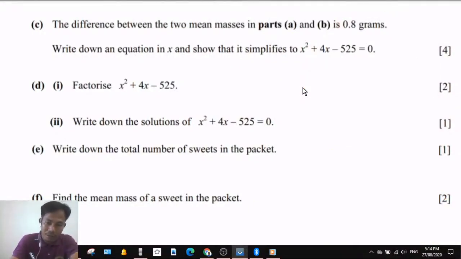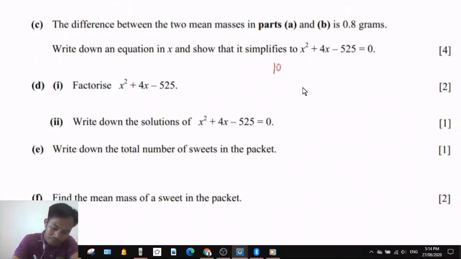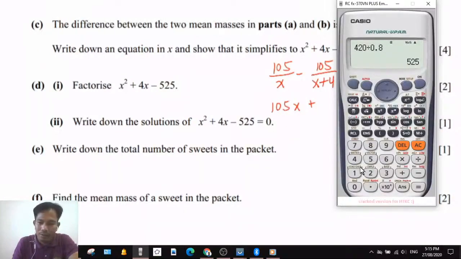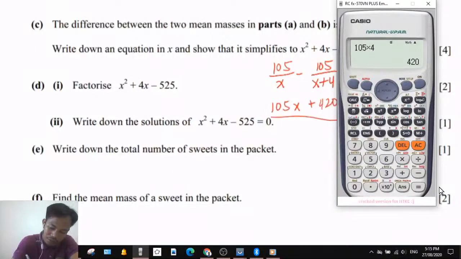Okay, I'll erase everything. 105 over x minus 105 over x plus 4 is equal to 0.8. I have 105x plus, a while ago I have 105 times 4, 420, then minus 105x divided by x squared plus 4x is equal to 0.8.